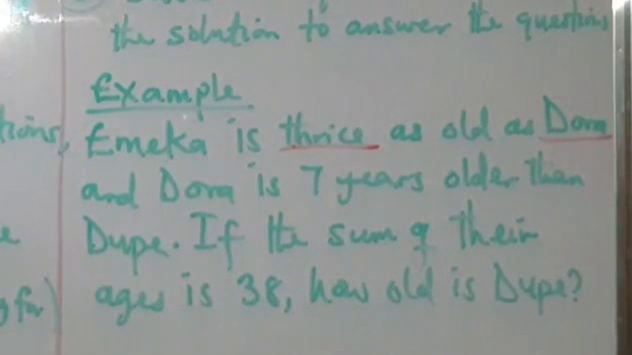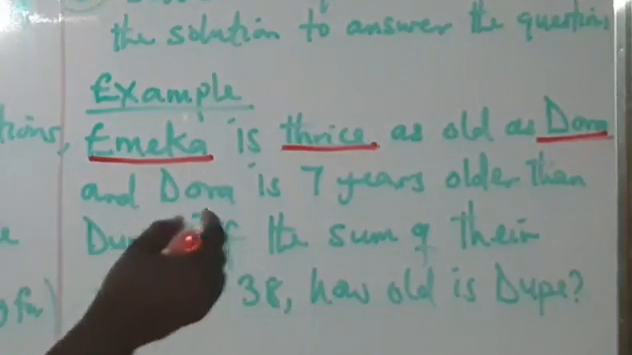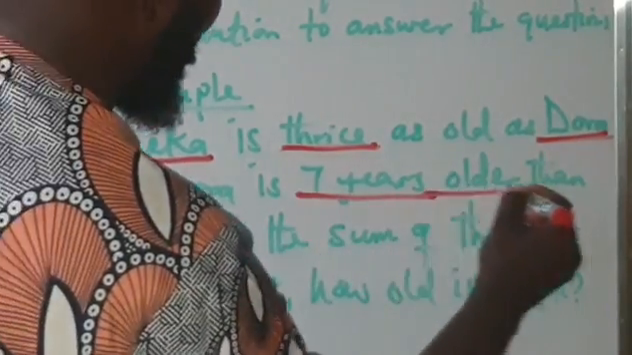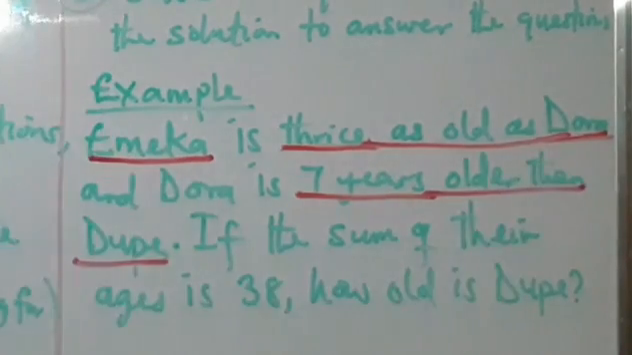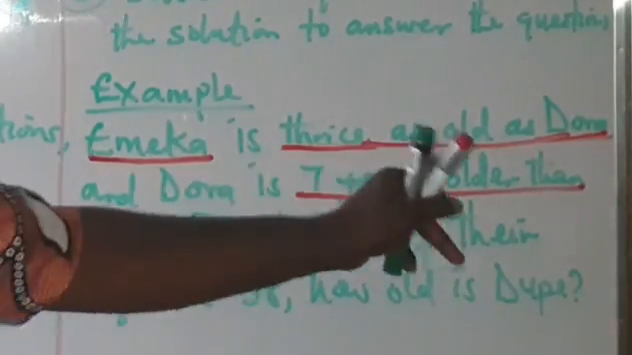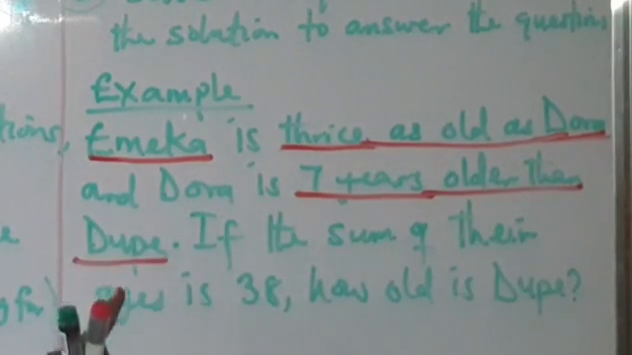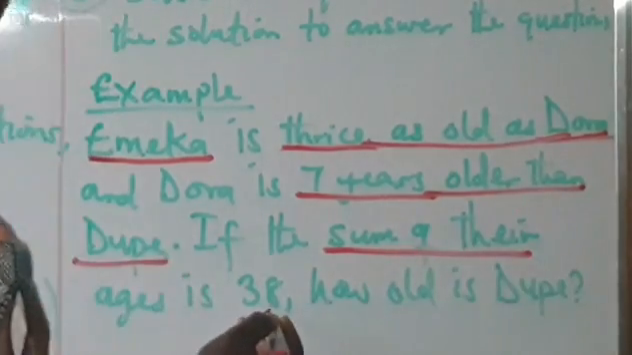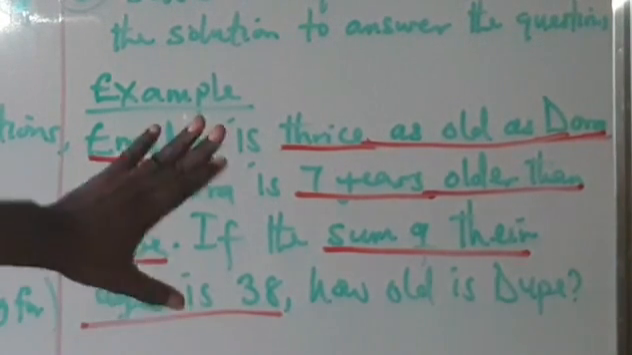So Emeka is 3 times the age of what? Dora. And Dora is 7 years older than who? Than Dupe. So these are the important areas here. Emeka is 3 times as old as Dora, and Dora is 7 years older than Dupe. Then the sum of their ages is also very important. How old is Dupe? That is how we analyze the important aspects in this question.